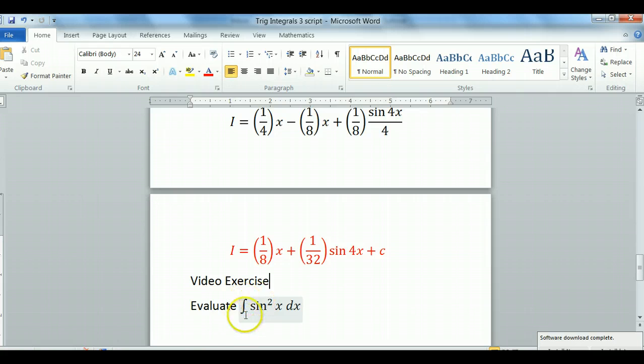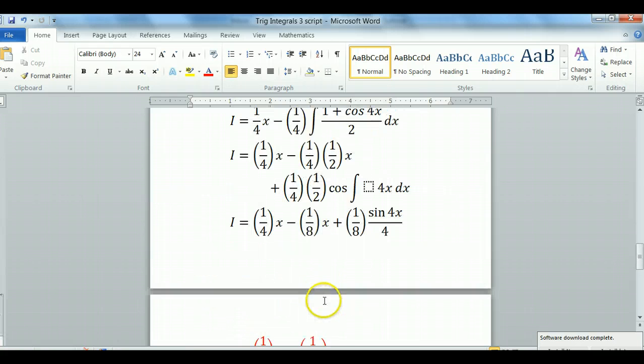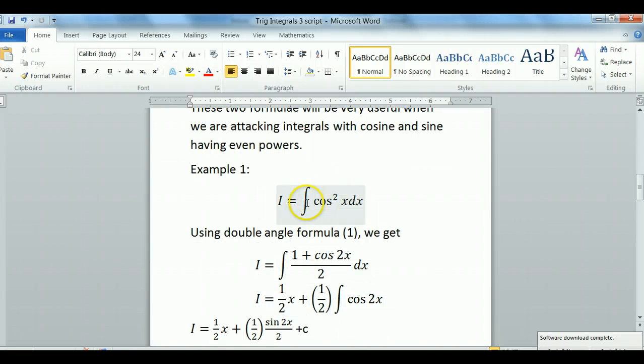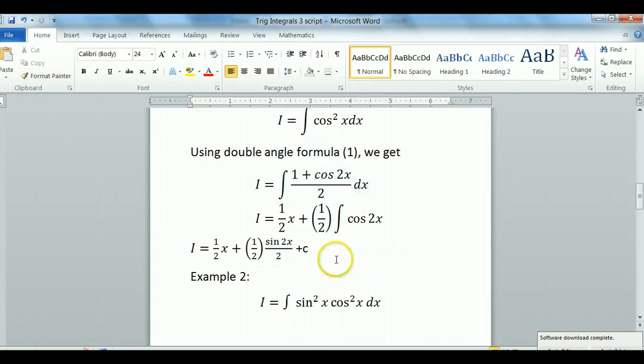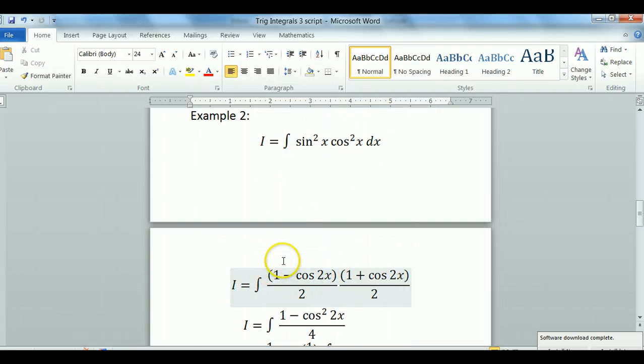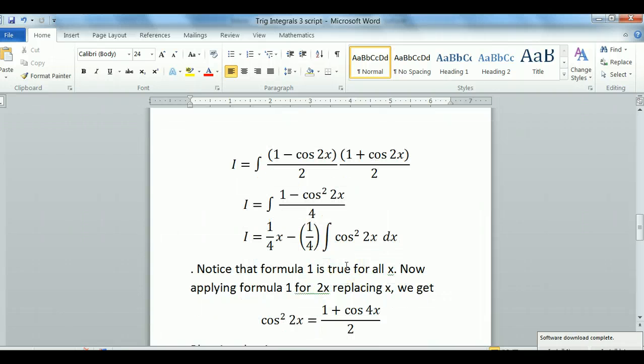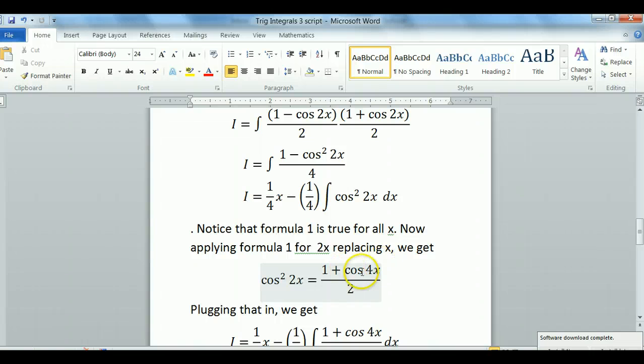Now once again, our technique, to summarize: whenever we have an even power, we replace it with the double angle formula. So cosine squared x became 1 plus cosine 2x over 2, sine squared x became 1 minus cosine 2x over 2, and cosine squared x became 1 plus cosine 2x over 2. And even here, when we wanted cosine squared 2x, we put 1 plus cosine 4x over 2.